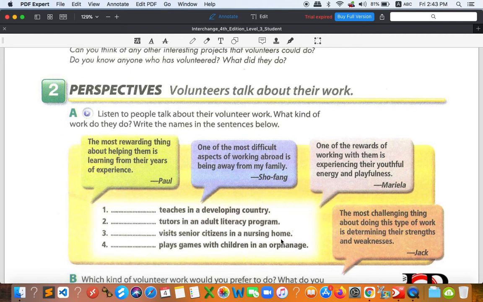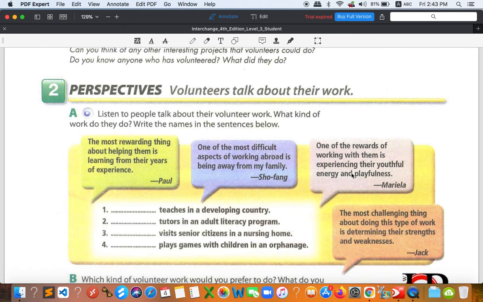It's a nursing home. We need somebody who can take care of them. Okay, so that is Paul, right? So this is Happing. Is learning from the years of experience. And last one, play games with children in an orphanage. So that should be Marilla.